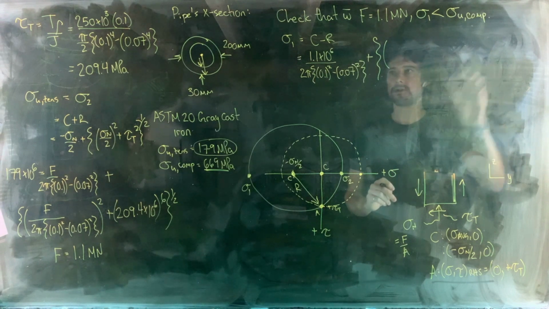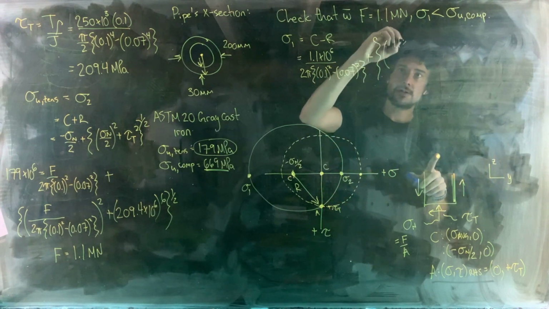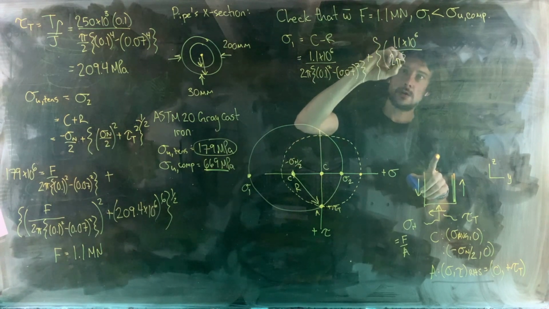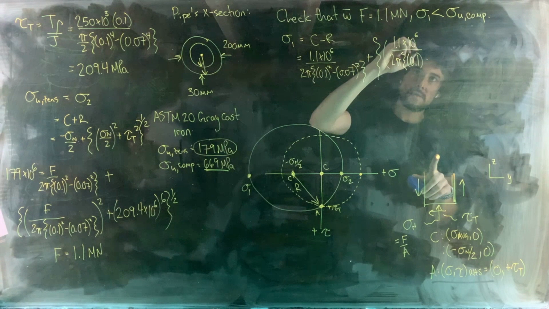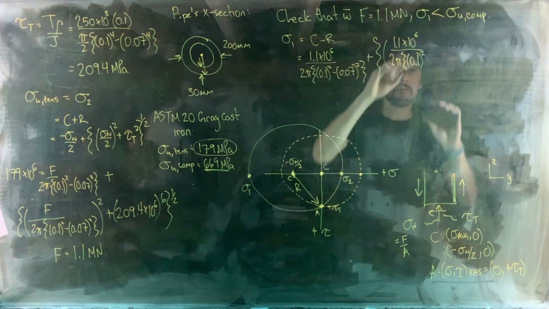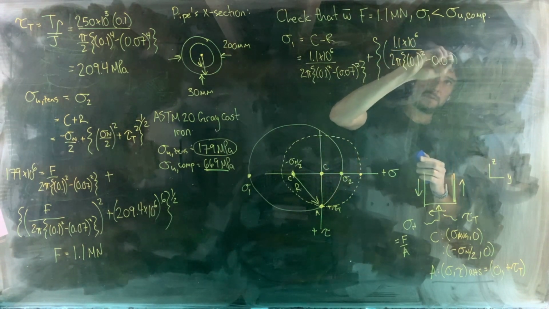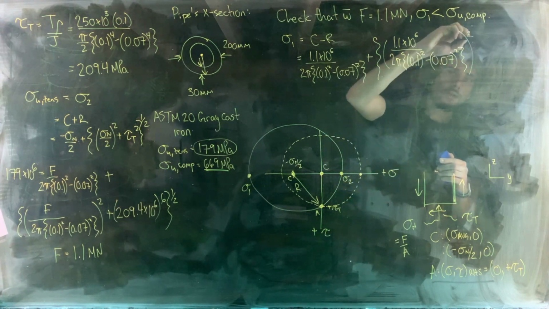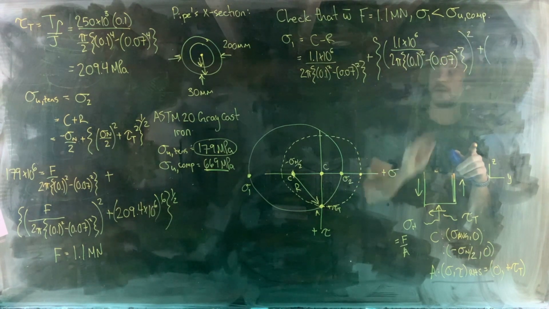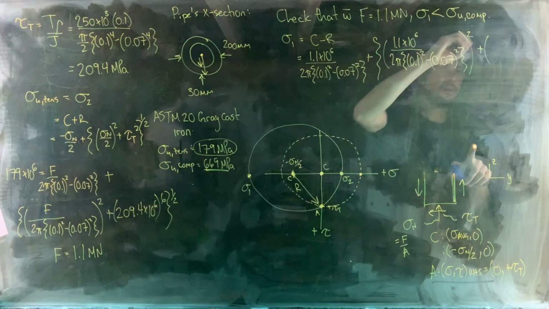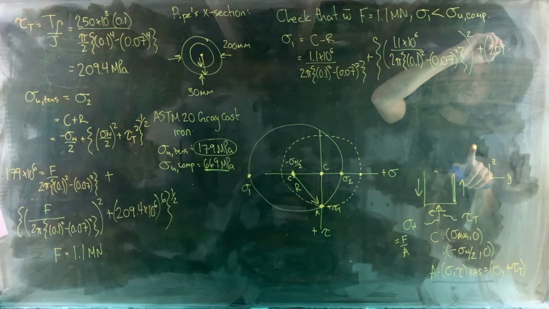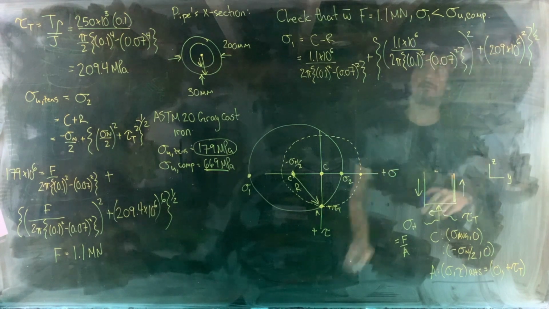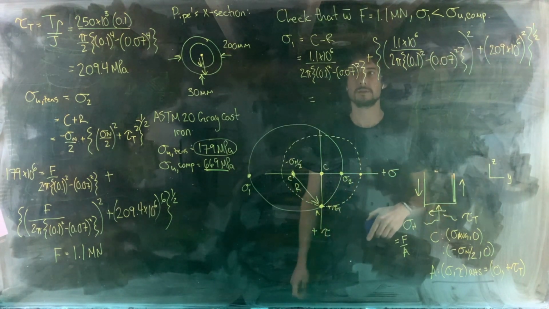Create just a little bit more space here. So 1.1 times 10 to the 6 divided by 2 pi, 0.1 to the power of 2 minus 0.07 to the power of 2, curly bracket, squared, plus our value of tau t, 209 times 10 to the 6 squared, to the 1/2. Okay, equals.